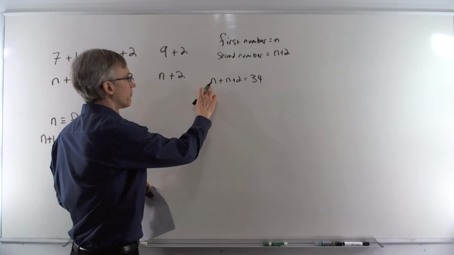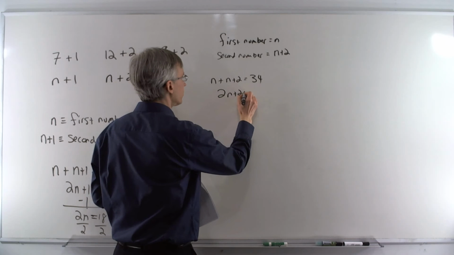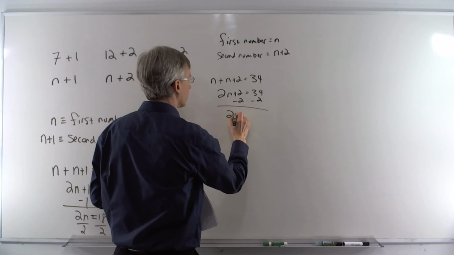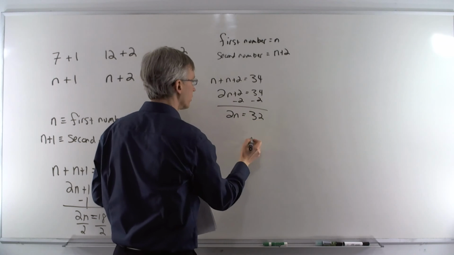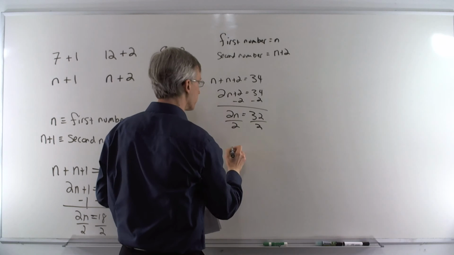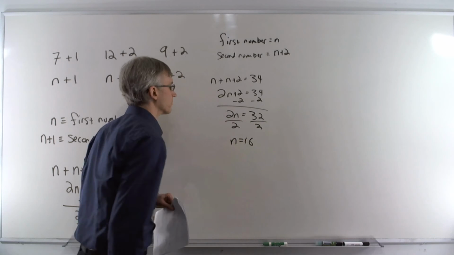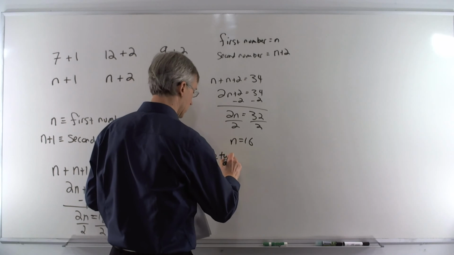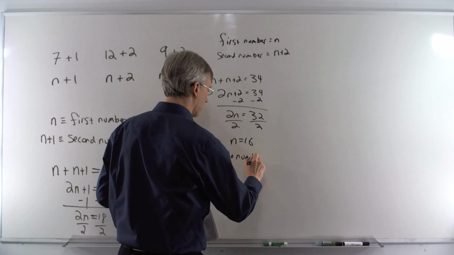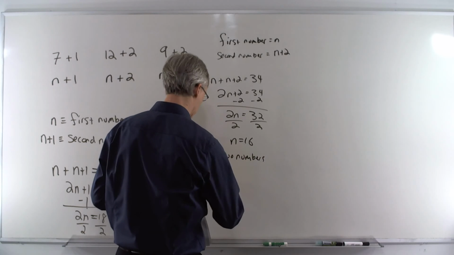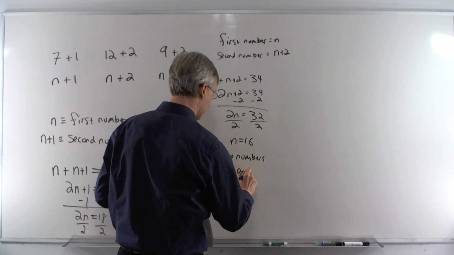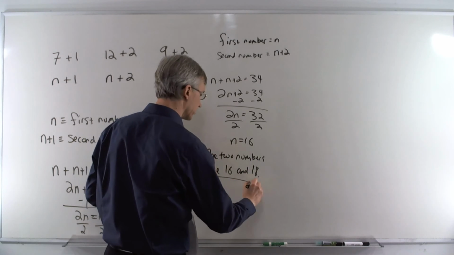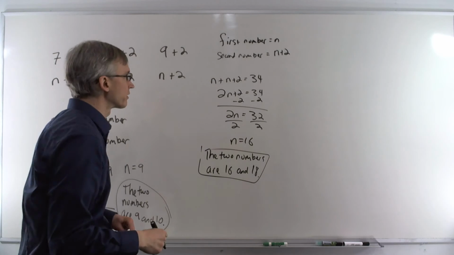Now we can solve. Combine like terms, you get 2n plus 2 equals 34. Subtract 2 from each side. You get 2n equals 32. Divide by 2 and we get n equals 16. So the two numbers are 16, and then we add 2 to 16 to get 18, and there's our two numbers. We'll check, add them together, we get 34.